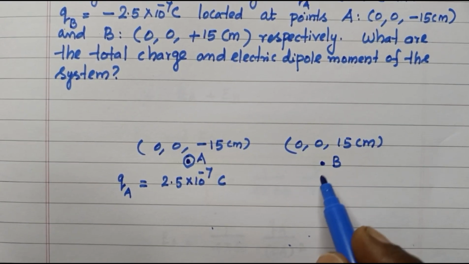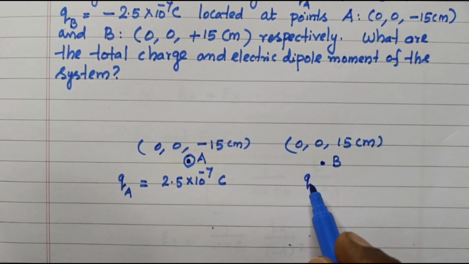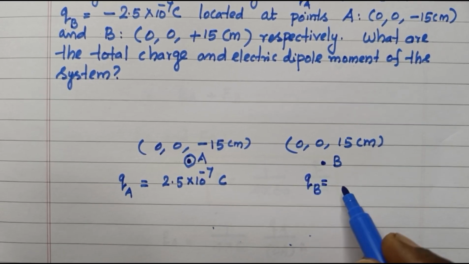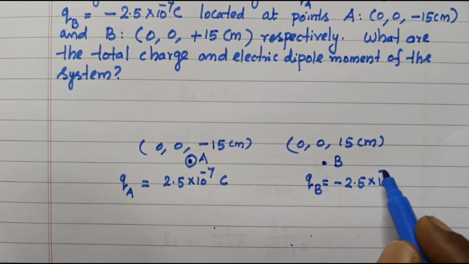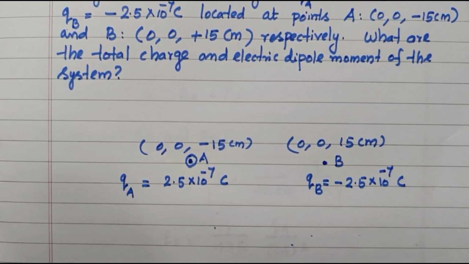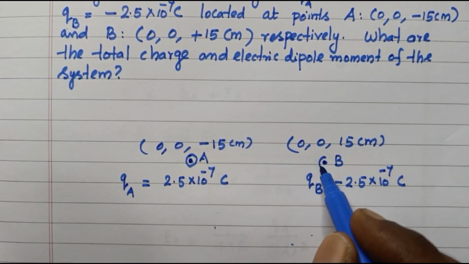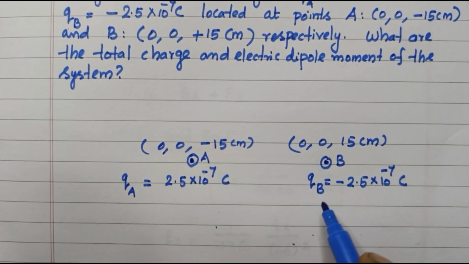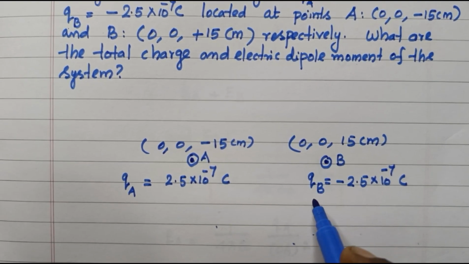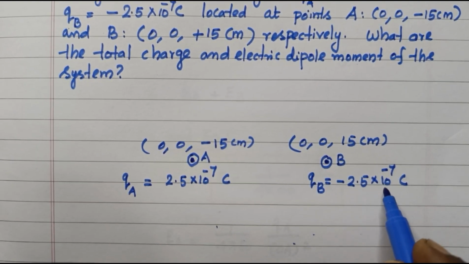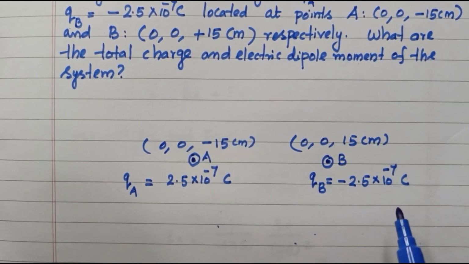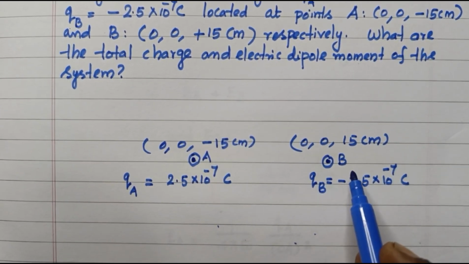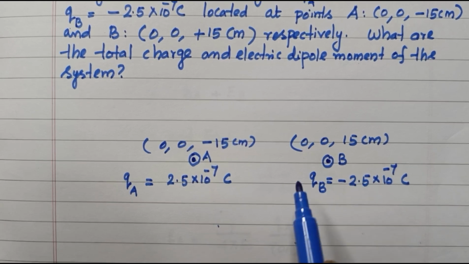இந்த பாயிண்ட்ல ஒரு சார்ஜ் லொகேட் ஆயிருக்கு. அந்த சார்ஜ் QB. இந்த சார்ஜினுடைய வேல்யூ minus 2.5 into 10 to the power minus 7 coulomb. So this is point B and there is a charge at B. The value of the charge is minus 2.5 into 10 to the power minus 7 coulomb. Now this is a system. In the system la rendu charge irukku. So first question is, what is the total charge of the system?